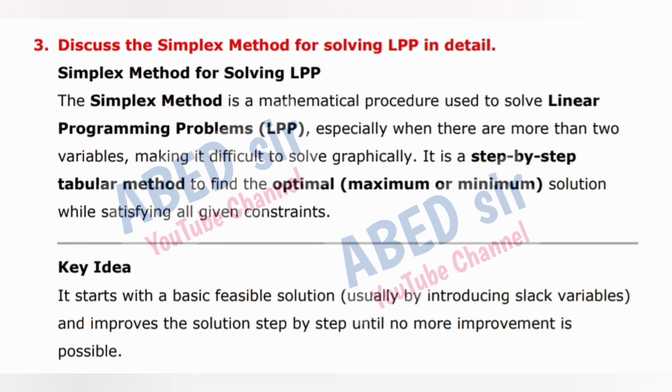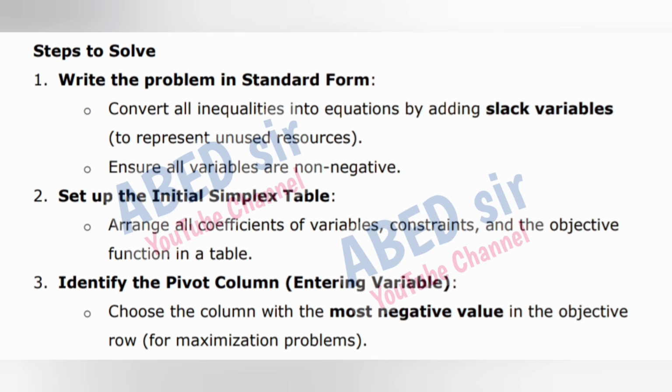Key idea. It starts with a basic feasible solution, usually by introducing slack variables, and improves the solution step by step until no more improvement is possible. Steps to solve. 1. Write the problem in standard form. Convert all inequalities into equations by adding slack variables to represent unused resources. Ensure all variables are non-negative. 2. Set up the initial simplex table. Arrange all coefficients of variables, constraints, and the objective function in a table.